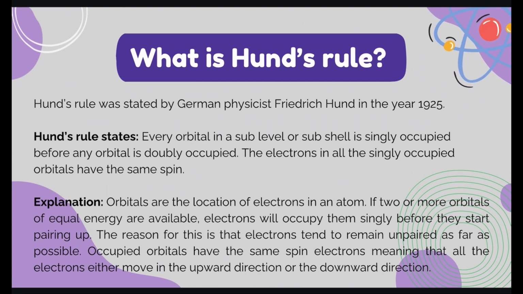How does an electron spin? The electrons in an atom not only move around the nucleus, but they also spin about their own axis. The electrons either spin on their axis clockwise or in the upward direction, which is called spin up, or they spin anticlockwise or in the downward direction, which is called spin down. So all the singly filled orbitals must have the same spin.